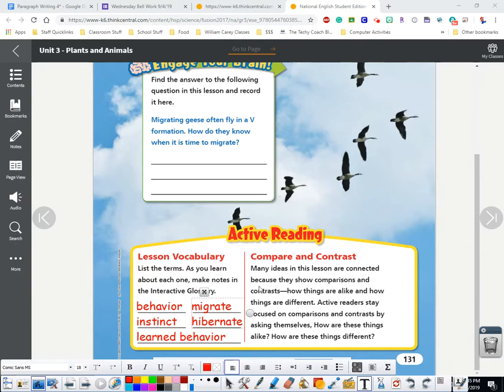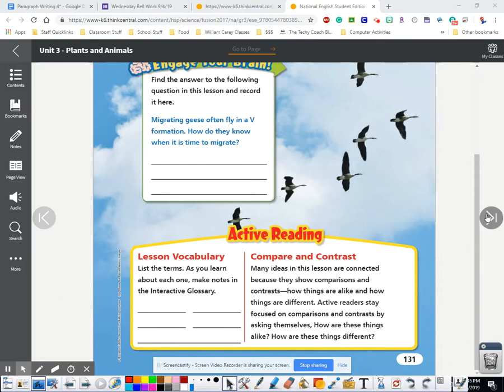Okay, so once you have these words written, you can go to the next page and I'll read it to you. If you need to pause the video, you can, but I need to move on. But that's the magic of pause.